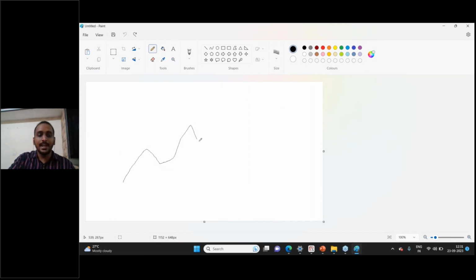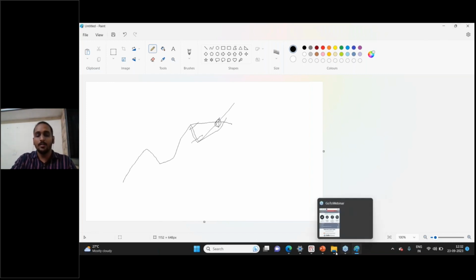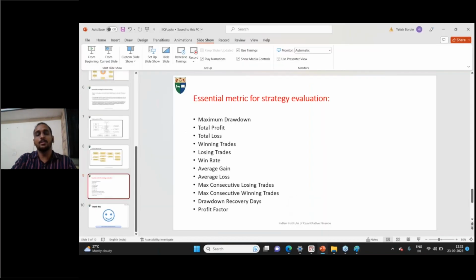My equity curve is rising, and suddenly I have this drawdown phase over here. And this is the last break-even, where I had my equity curve high. So the number of days it took to recover this drawdown and again make a new equity curve high is called drawdown recovery days. It is the number of days it took me to recover my overall drawdown.